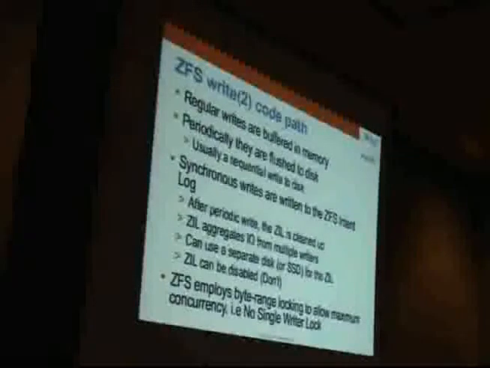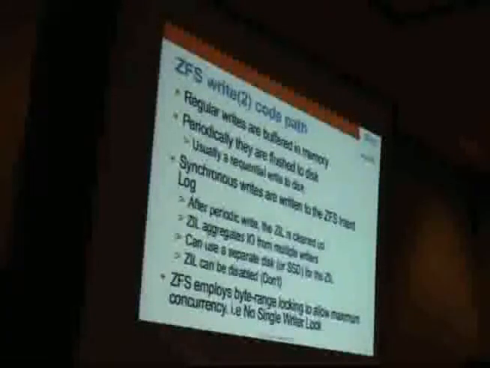There are also writes which are fsync, or called synchronous writes. The synchronous writes have to be very fast, and they have to be on disk before your write call comes back. So in this case, we have an optimization called the ZFS intent log, which is a fast way to store this write onto disk. So what happens is you do a synchronous write, it writes to the ZIL and it comes back. And after a while the whole transaction group syncs, and the ZIL is cleaned up.